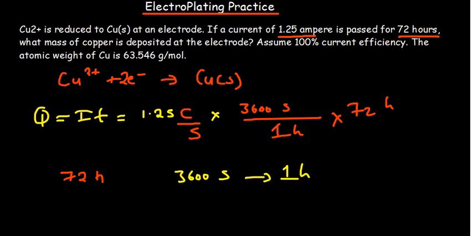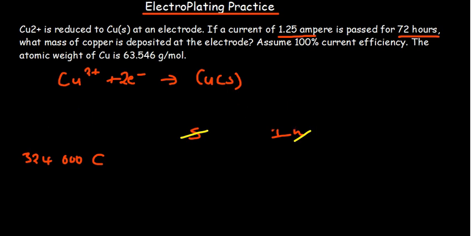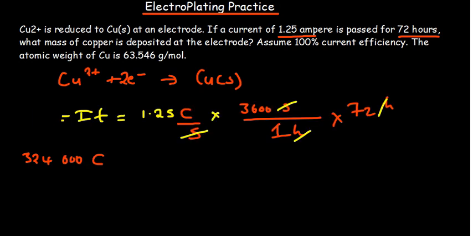At this point we expect that the seconds will cancel, and the hour will cancel. The only unit remaining is the coulomb. So we have 1.25 multiplying 3600 multiplying 72, and what we have at this point is 324,000 coulomb. So we've determined the charge by using the current and the time.